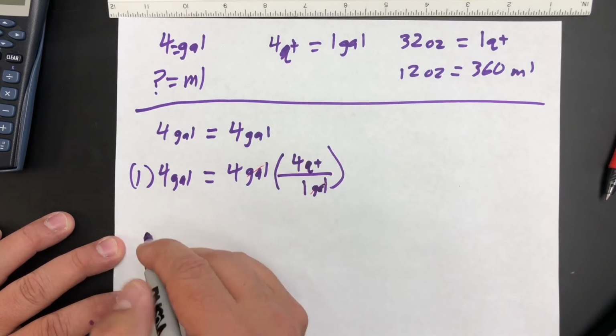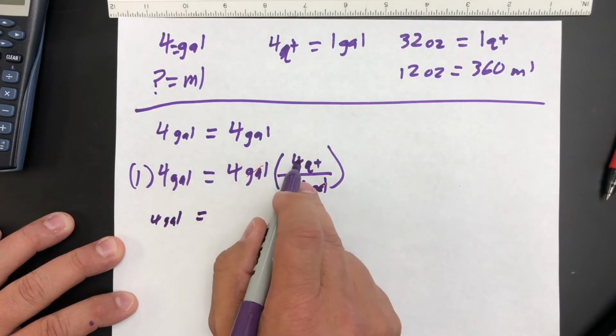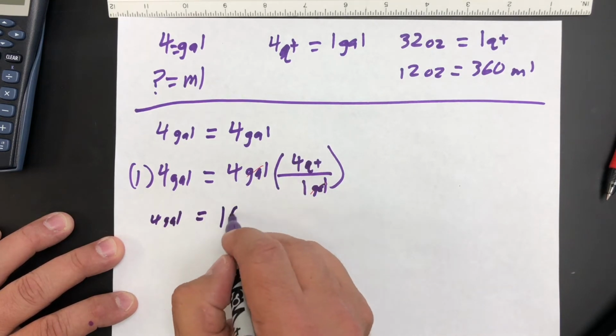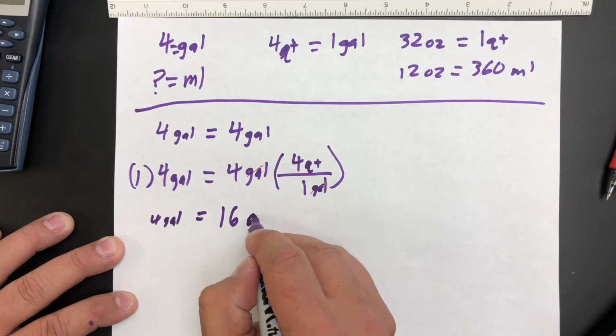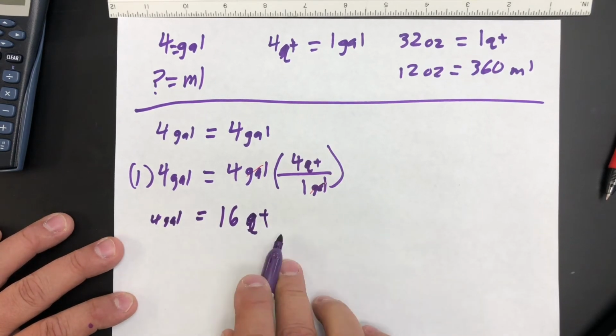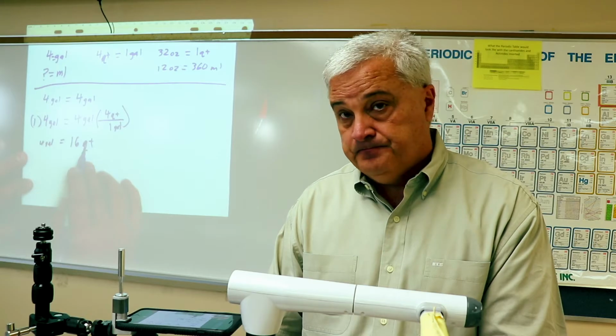1 times 4 is 4. 4 gallons equals 4 times 4 is 16. Gallons cancel. Quarts comes down. I keep making G's. Quart comes down. 4 gallons equals 16 quarts.